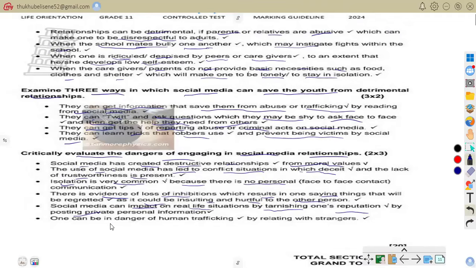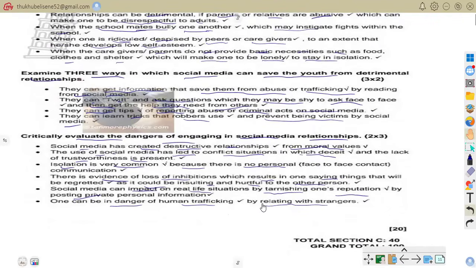One can also be in danger of human trafficking by relating with strangers. So that is human trafficking and stranger danger. It means criminals sometimes use social media to target vulnerable youth. For example, a stranger online pretending to offer a job opportunity just to lure the victims.